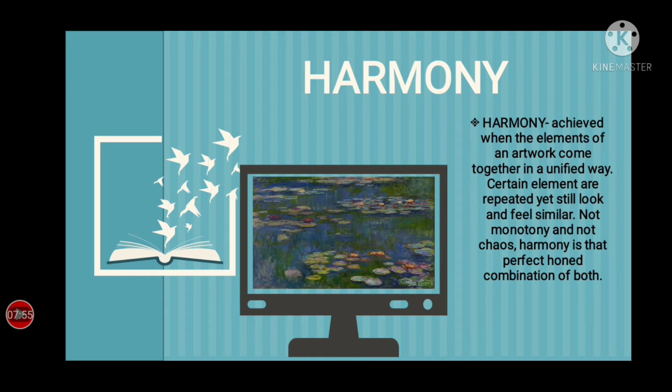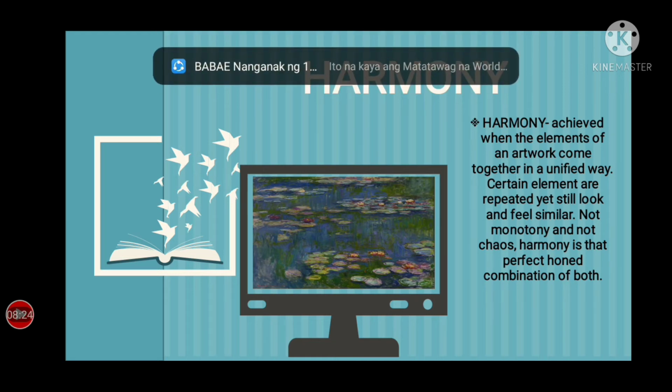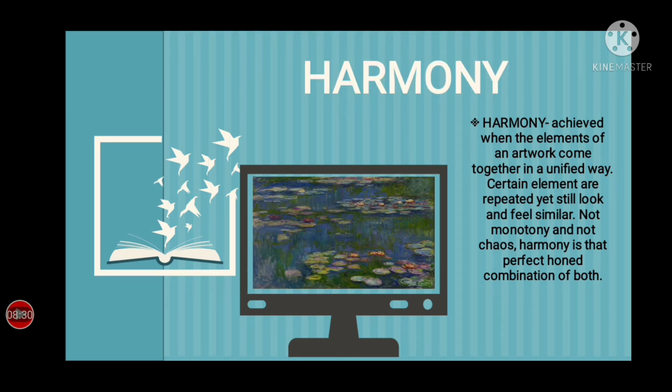is achieved when the elements of an art come together in a unified way. So certain elements are repeated yet still look and feel similar. So meron pa rin siyang repetition, pero it just looks slightly similar. So it is not monotony and not chaos, because harmony is that perfectly honed combination of both. So, perfect combination siya ng chaos and ng monotony. So, the best example is Monet's painting, Water Lily series.